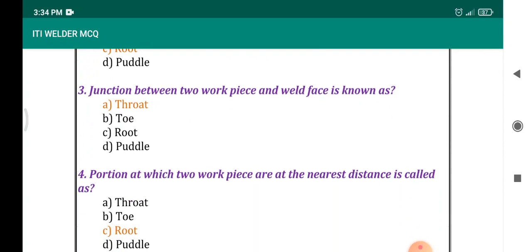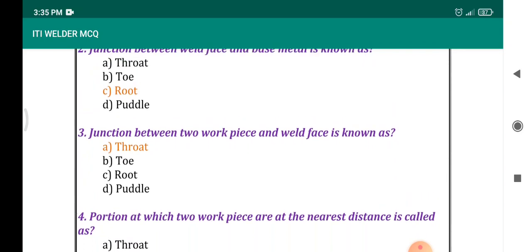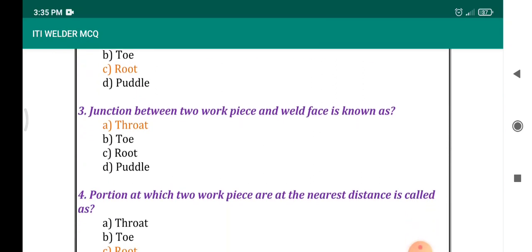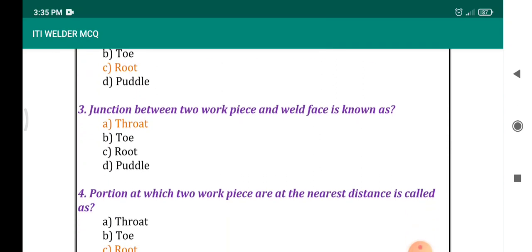The junction between two workpieces and the weld face is known as the throat. What's the difference between root and throat? Root is the junction between the weld face and the base metal. Throat is the junction between the two workpieces and the weld face.